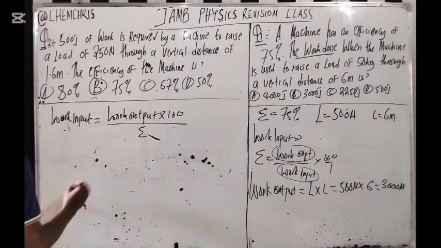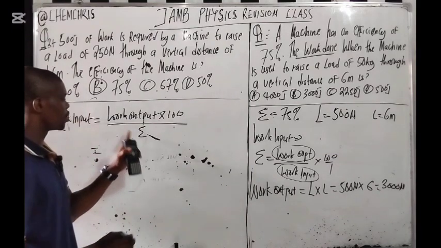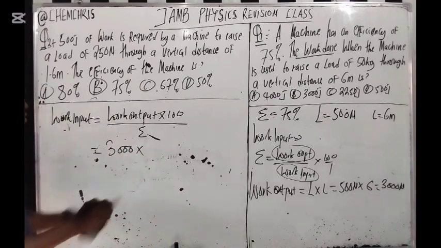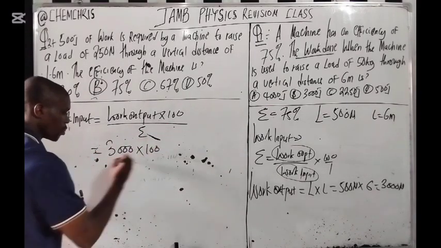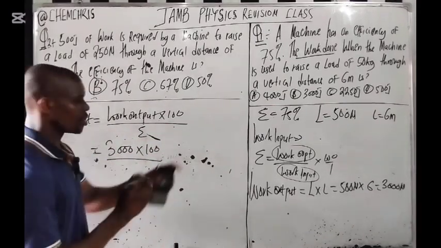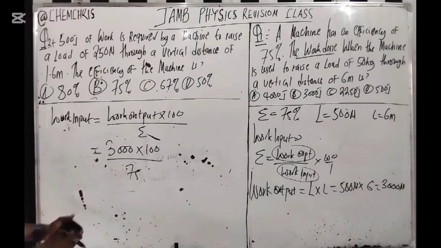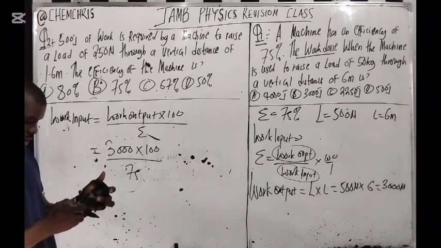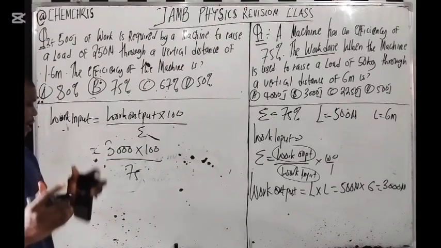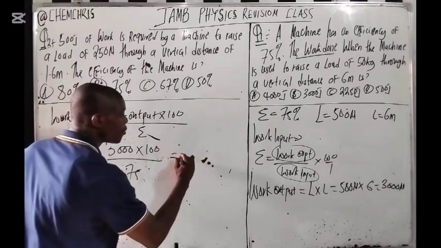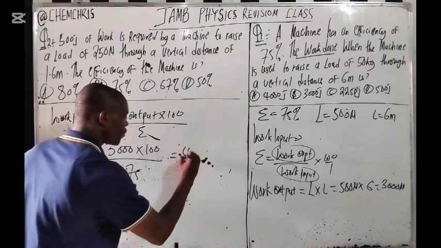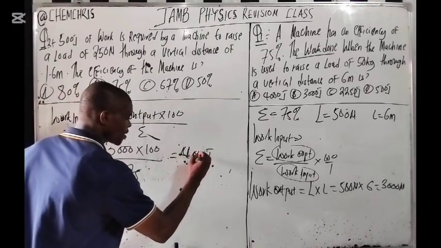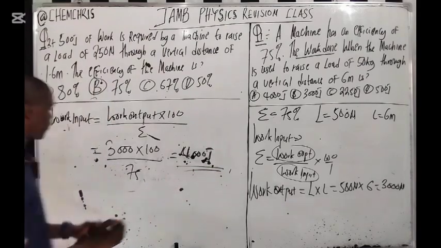So you have the work output. The work output is 3,000 times 100 over 75. So 3,000 times 100 divided by 75. Here we have 4,000. 4,000 what? Joules. So the work done is 4,000 joules.